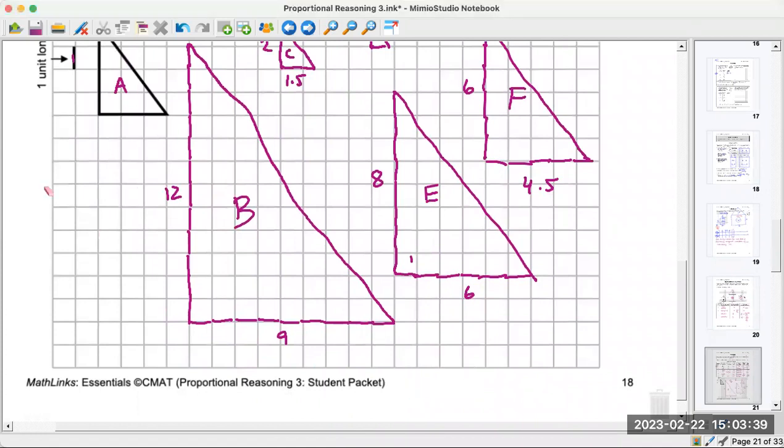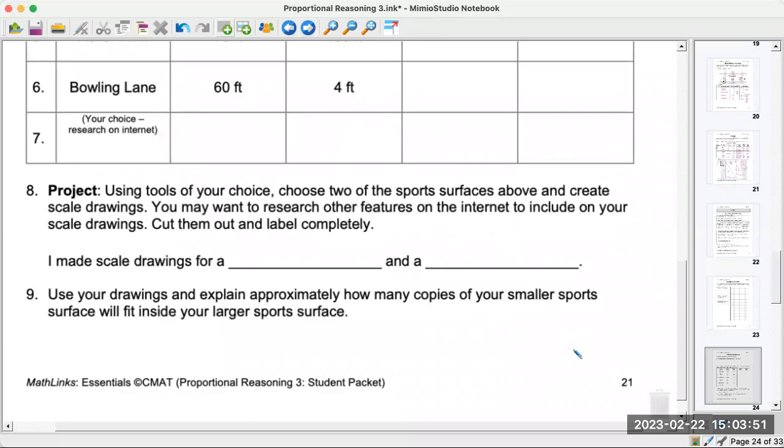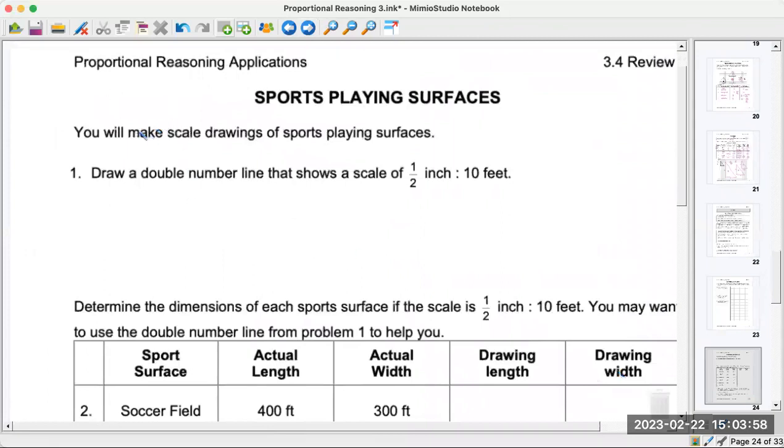Hopefully you got that about enlargement, reduction, scale factor. Next, there is one page that I want you to finish yourself. It's 21. Go to 21. I'll get you started. See if you can figure it out. You will make scale drawings of sports playing surfaces.